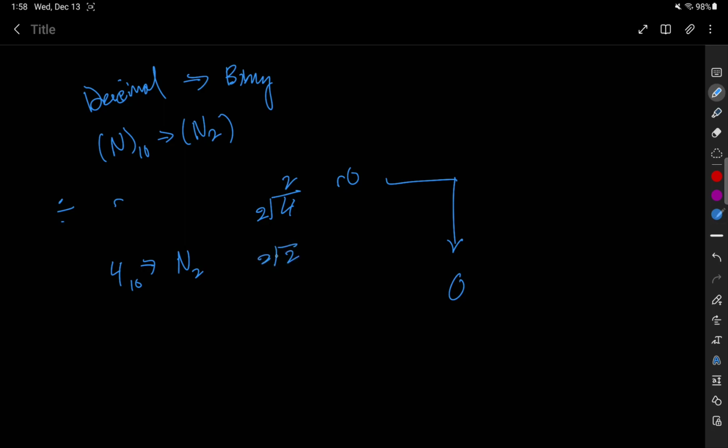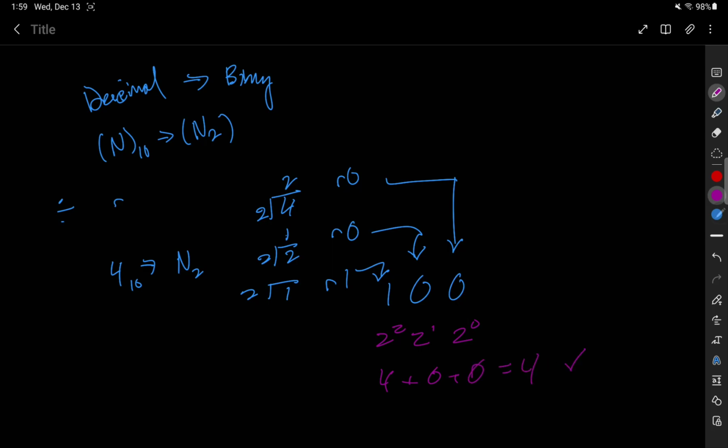Then we take this 2 over here and divide it by 2 again. 2 divided by 2 is 1, remainder of 0. Then we take our 1 divided by 2. Obviously we can't do that, so we end up with a remainder of 1. So 4 in base 10 is 100 in base 2, and you can test this by knowing the weights: 2 to the power 0, 2 to the power 1, 2 to the power 2. 1 times 2 to the power 2 is 4, plus 0 times 2 to the power 1, plus 0 times 2 to the power 0, so 4, which checks out.